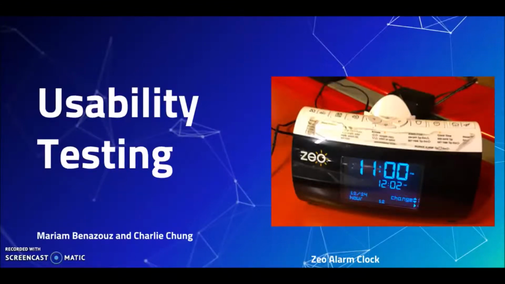My name is Miriam Benazuz and my partner is Charlie Chung, and for our project we conducted a usability test for the Zio alarm clock.